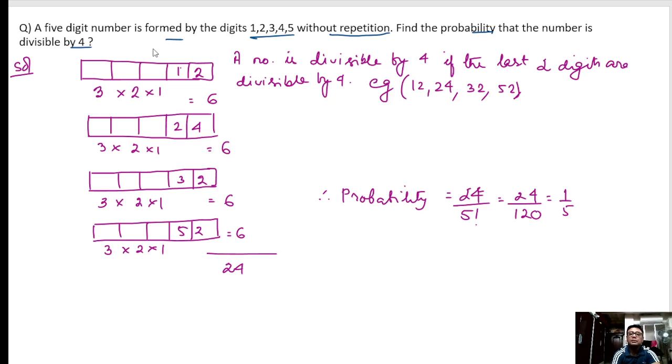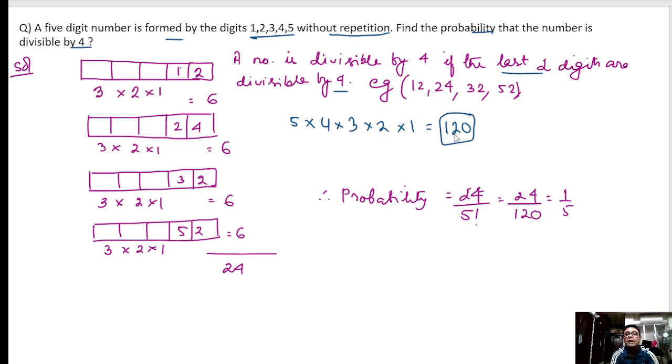So please watch one thing. In total, how many ways can I make a 5-digit number without repetition? In the first box, I can put any one of the 5 options, then in the next box 4 options, in the next box 3 options, in the next box 2 options, and in the last box 1 option. So it is 120 total numbers I can form.